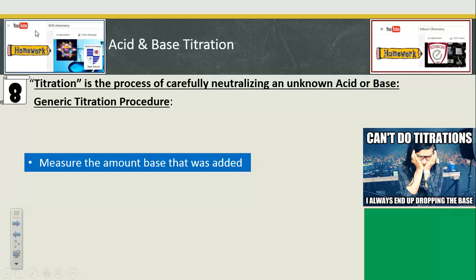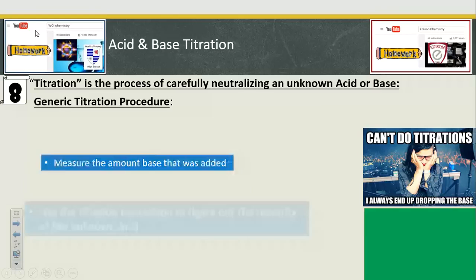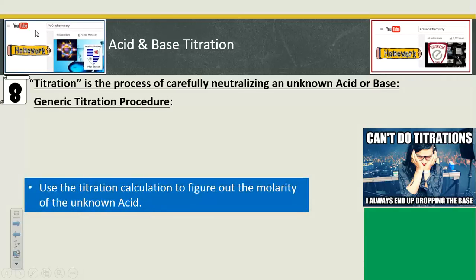Then you measure the amount of base that was added. So you add all this base to a known amount of acid. You know when it is finished reacting, and then you see how much base you had reacted. So if you had 10 mils of acid, didn't know the concentration, and you drop 30 mils of known concentration base into it to neutralize it, you can then do some calculations, and it's called the titration calculation, to find the molarity of the unknown.